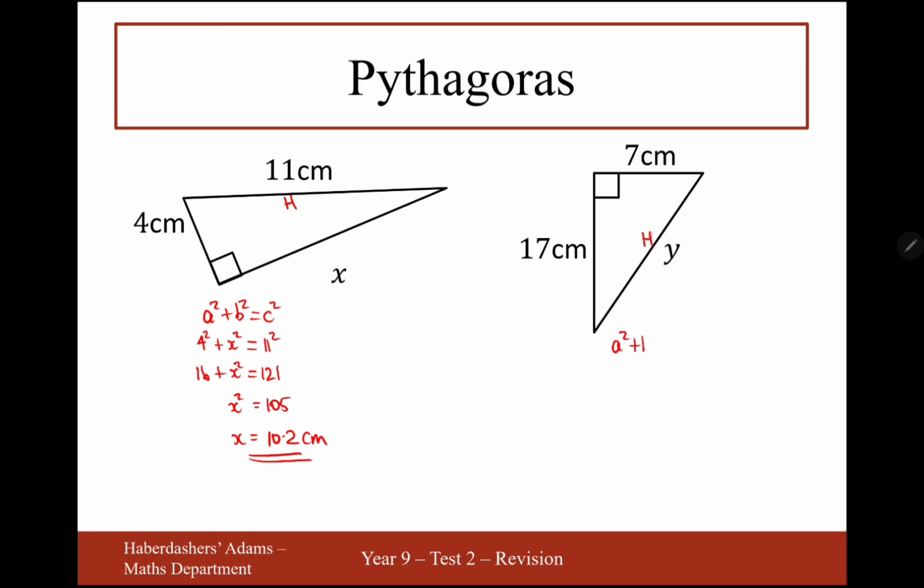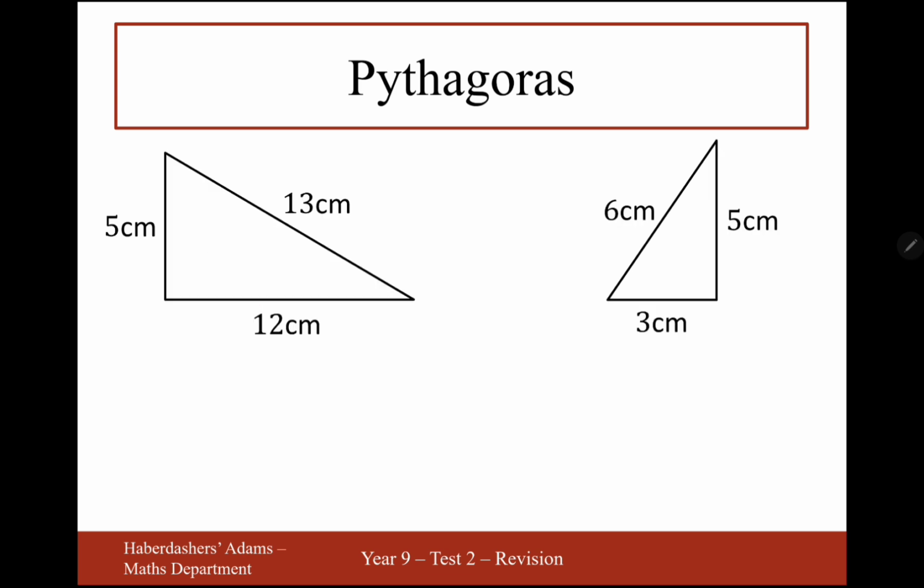So a squared plus b squared equals c squared. So that's 7 squared plus 17 squared equals y squared. 7 squared is 49. I don't know 17 squared though, so let's type that in. 289 equals y squared. Add those two numbers together and you get 338 is y squared. And then we're going to square root that answer and we get 18.4. Y equals 18.4 centimetres. So there we are, that's the answer for that set of questions there.